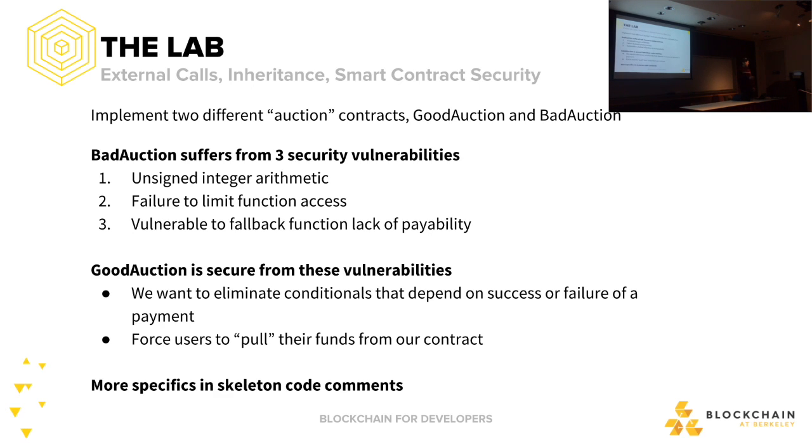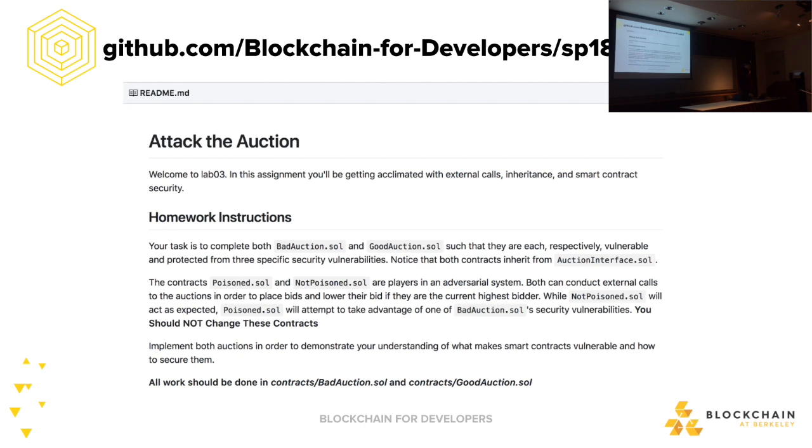So when you implement good auction, you're going to adopt a different paradigm known as the pull paradigm, which says to all of the contracts, if you want to be reimbursed or get money from my contract, you need to explicitly ask me. And so we separate the payment logic for introducing those reimbursements completely from all other state changes that are required for the contract to function business as usual. Again, there are going to be more specific details in the skeleton code comments.